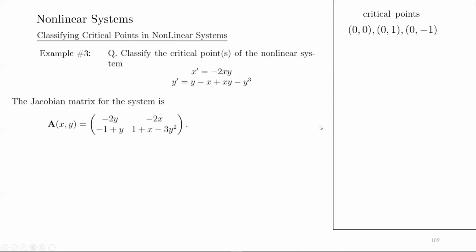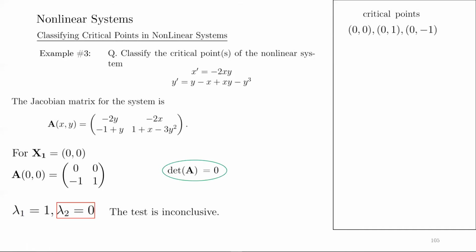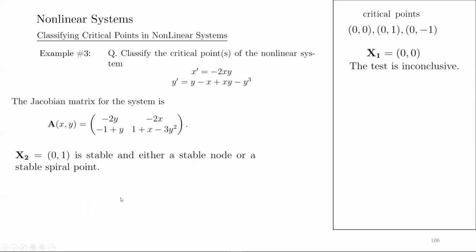So at the point 0, 0, x equals 0, y equals 0, I get the Jacobian matrix like so. Okay, so this is a problem, right? Because this matrix is lower triangular, my eigenvalues are 1 and 0. Well, if I have a 0 eigenvalue, that means that my determinant is equal to 0, and so my whole premise fails. The test completely fails if the determinant of A equals 0. If one of your eigenvalues is 0, we just cannot classify a point.